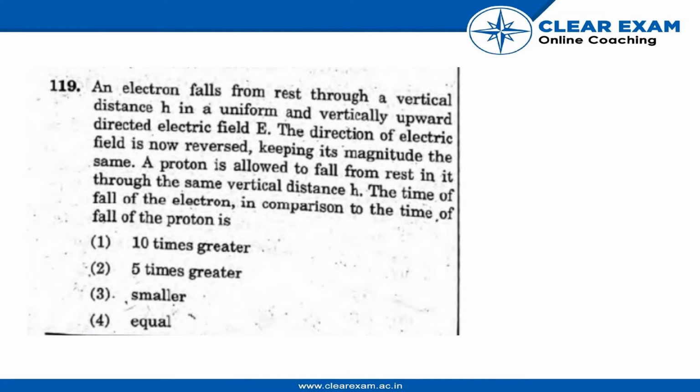So the electron is falling from rest. So its initial velocity will be 0, and vertical distance to be covered is h. Electric field magnitude is E, and it is directed upwards. Since the electron is negatively charged, it will experience the force downwards.